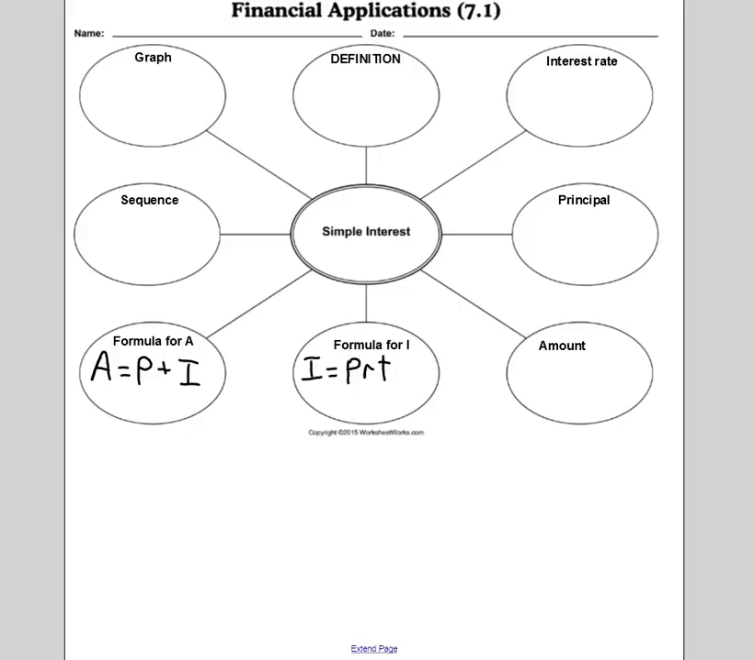Define the terms interest rate, principal, amount. The main definition of simple interest is recorded in your textbook on 418 in the margin. It's interest calculated only on the original principal using that formula. And there's some final connections to make to sequence types and graph types.